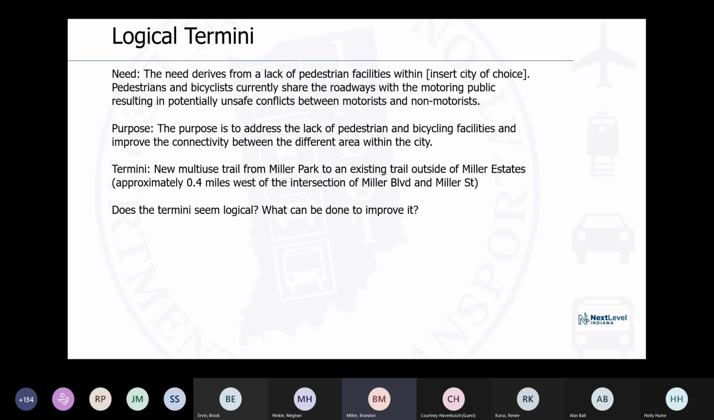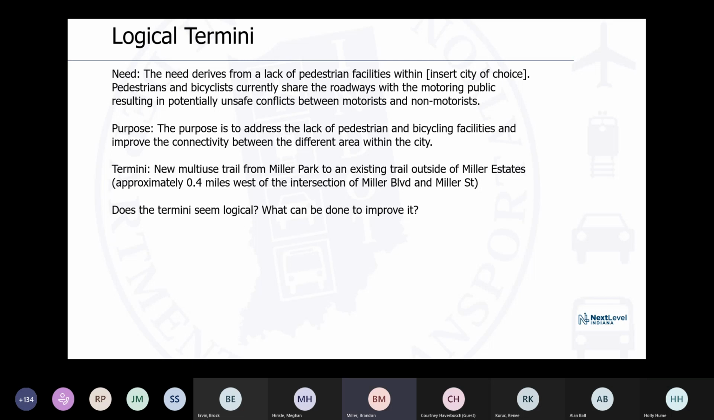So one of the termini does sound generally logical, which is the existing trail outside of Miller Estates, and you give a reference as to where exactly that's located. The other one, the multi-use trail, or the Miller Park, that's extremely vague. Parks can be quite large. Where exactly does it need to connect to? Does it need to connect to an entrance? Does it need to connect to an existing trail that apparently goes off to a different location? Trying to find what exactly the terminus is with Miller Park.